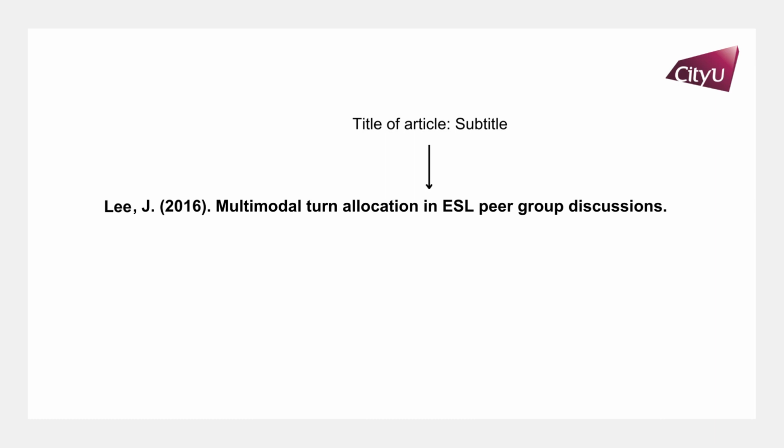Following that, provide the publication year in parentheses and add a period. Afterwards, provide the title of the article without italics. Only capitalize the first word of the title and proper nouns within the title and the first word of subtitles, which come after a colon.